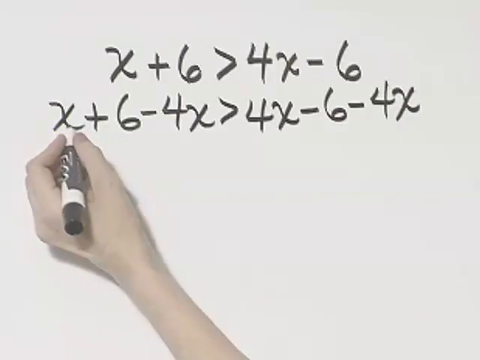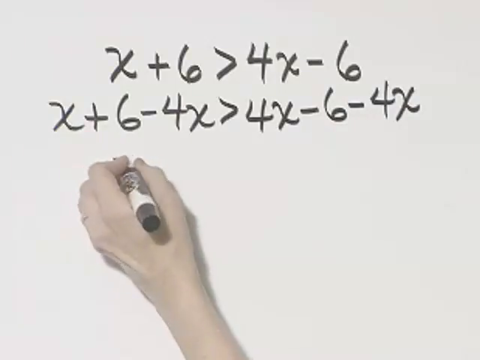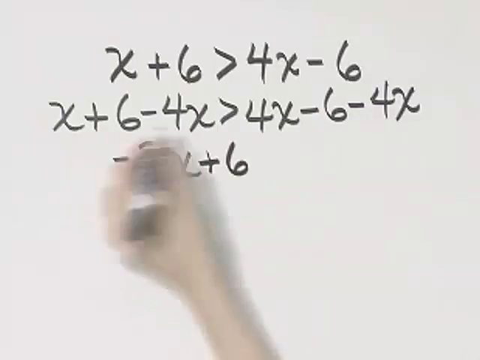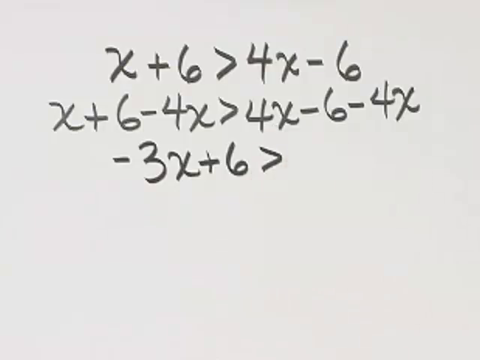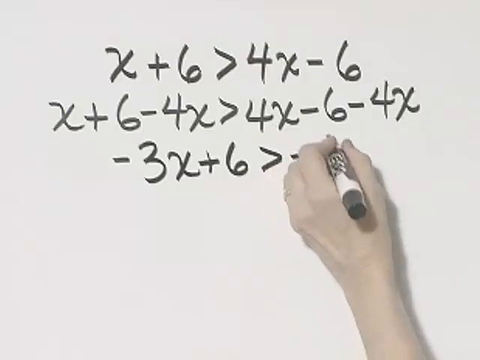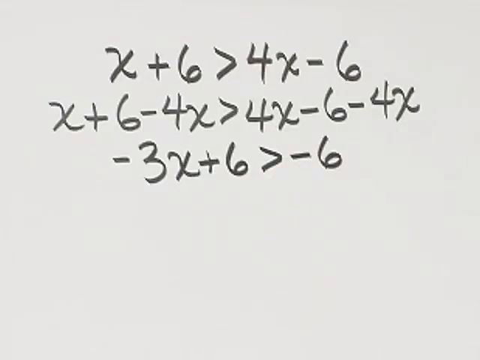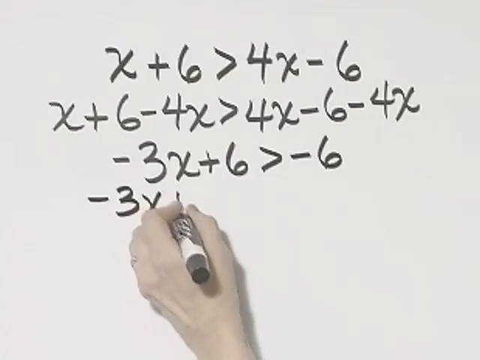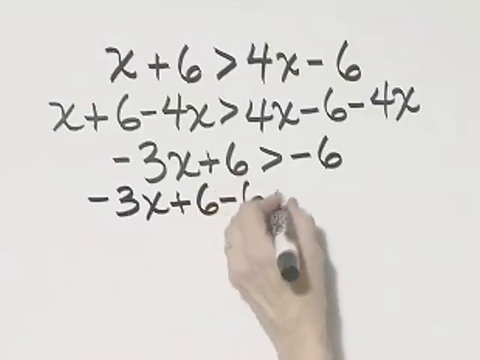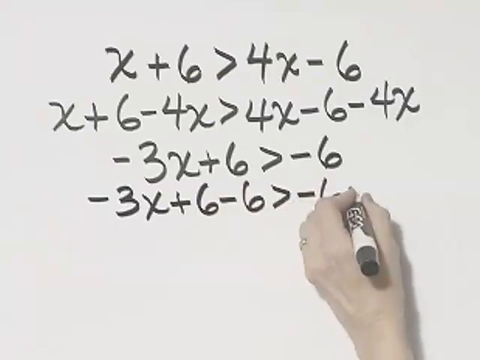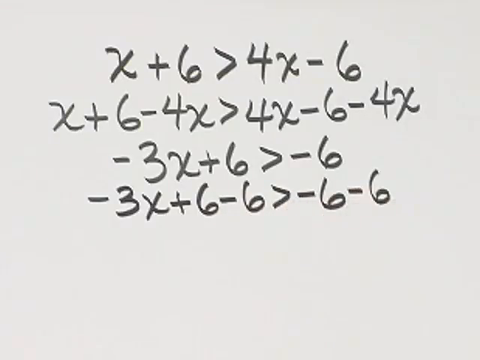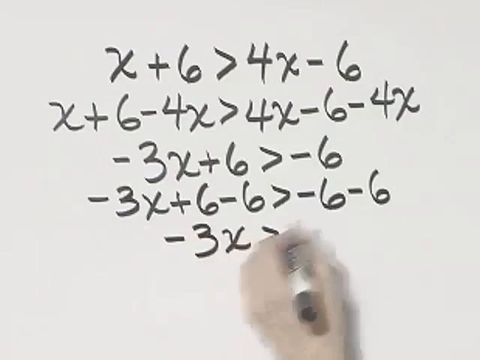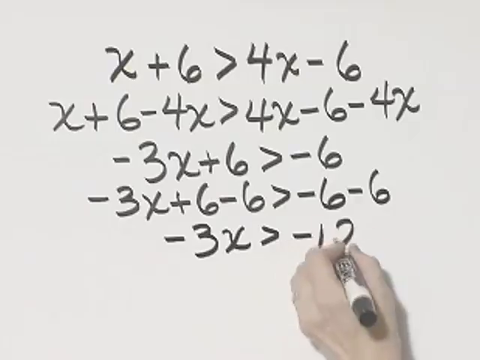The left side, I have 1x minus 4x. That's negative 3x plus 6 greater than, here the 4x's subtract out, and I have negative 6. Now let's subtract 6 from both sides. So here's my left side, and I'll subtract 6. And here's my right side, and I'll subtract 6. So the left side, I have negative 3x is greater than negative 12.